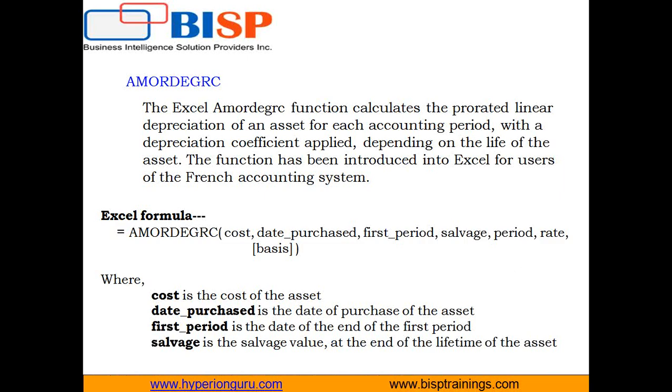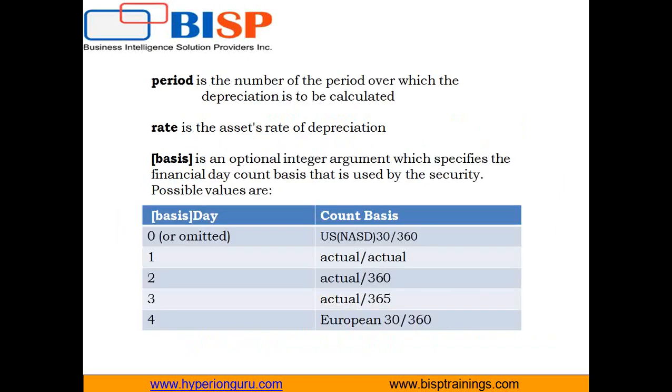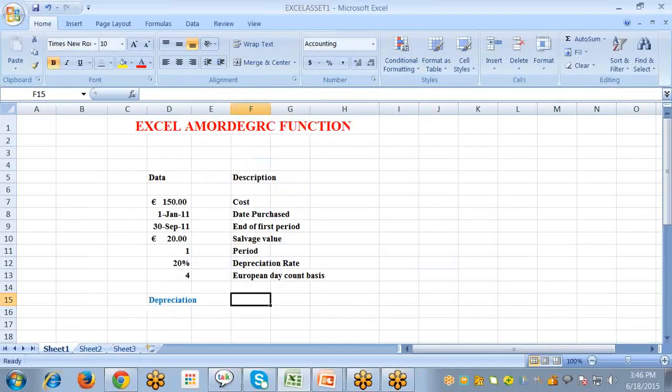Then we have the period, which denotes the number of periods over which the depreciation is to be calculated. And then we have the rate, which is the asset's rate of depreciation. And then we have basis. It refers to how you count the number of days and months in a year. So let's understand this function with the help of an example.